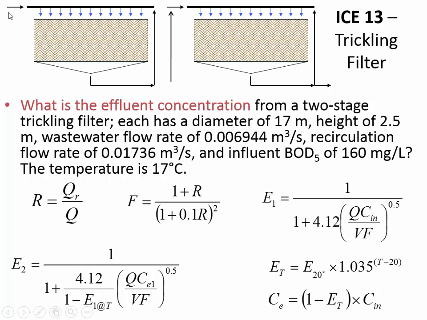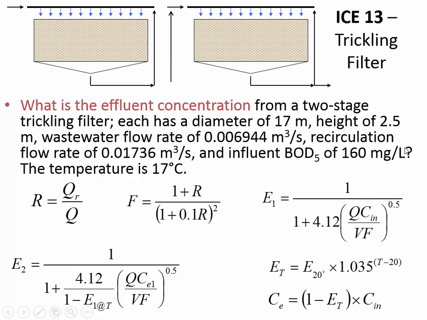So here in this two-stage filter, each of them has a diameter of 17 meters. We know the height of it, because it's a rock, this is an example where it's rock, is relatively low. 2.5 meters is the height of the filter. The wastewater flow rate is given. The recirculation flow rate is given.